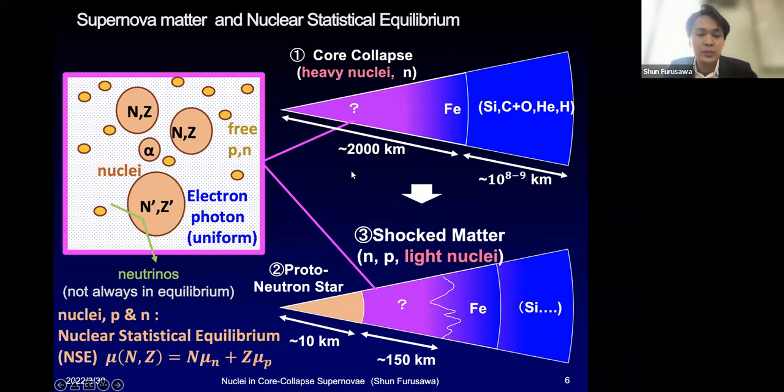Homogeneous nuclear matter appears only in the proto-neutron star. The other part is made of a mixture of various nuclei. Electrons and photons are uniformly distributed, and they can be calculated easily. Electrons are just ideal fermions, and photons are ideal bosons. Neutrinos are not always in equilibrium, and we have to solve Boltzmann equations for neutrinos.